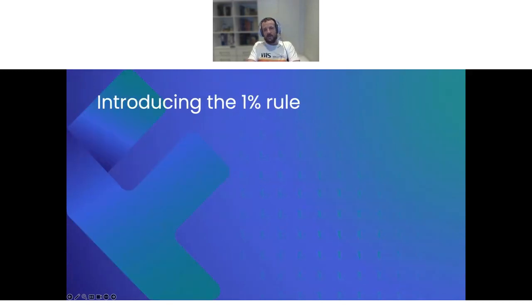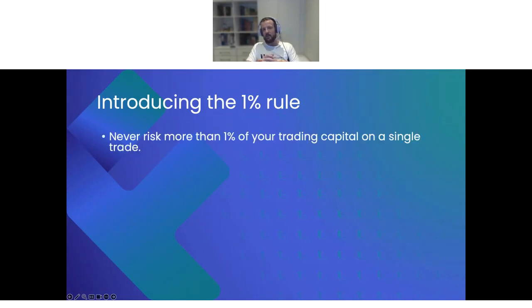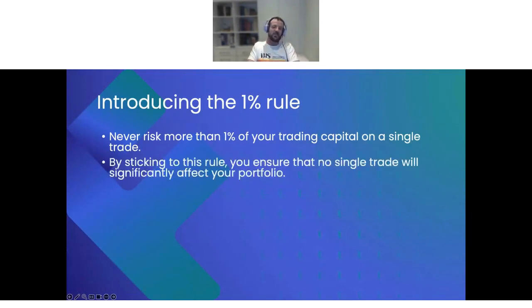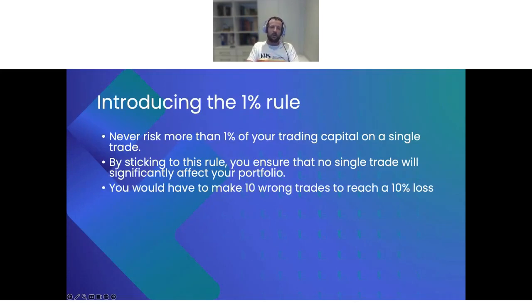And really what the 1% rule states is that you should never risk more than 1% of your trading capital on a single trade. And by sticking to this specific rule, you can ensure that no single trade will significantly affect your portfolio. To explain that further, you would need to be wrong on 10 trades to reach a 10% loss on your overall portfolio.